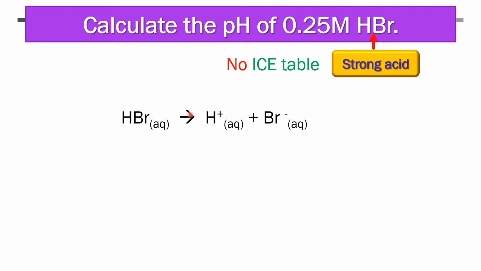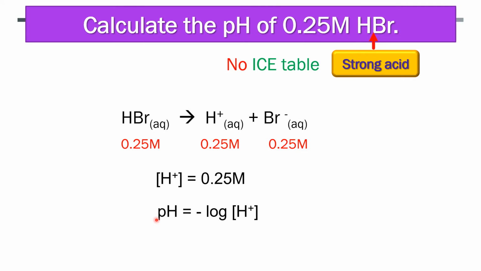HBr is a strong acid, so it will dissociate completely to form its ion. So if we have 0.25 molar HBr, we will have 0.25 molar H plus and 0.25 molar Br minus. So now we already know that concentration of H plus is 0.25 molar. So we just substitute the value for H plus into the formula of pH, which is negative log concentration H plus. Substitute the value and the pH is 0.60. pH doesn't have any unit.